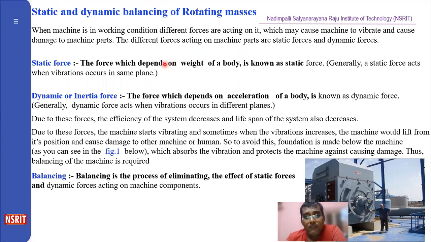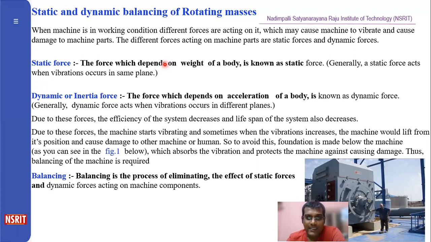As you know, when a machine is in working condition, different forces are acting on it. They may cause vibration and damage to machine parts. The different forces acting on machine parts are static forces and dynamic forces. The force which depends on the weight of a body is known as static force. It depends only on the weight of the body.